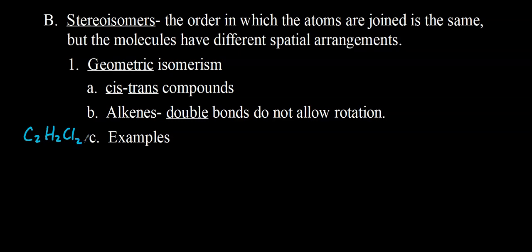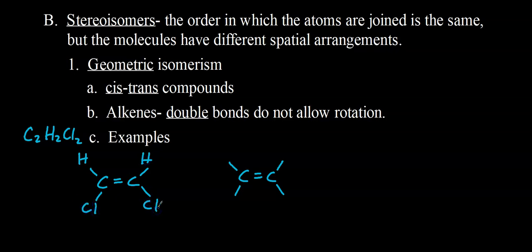C2H2Cl2. So with the cis-trans compound, we start by drawing the carbons that are double bonded to each other. I'm going to show you 2 different ways that we can draw C2H2Cl2. Each carbon, because it is double bonded to the other, has a trigonal planar geometry. So let's show that.